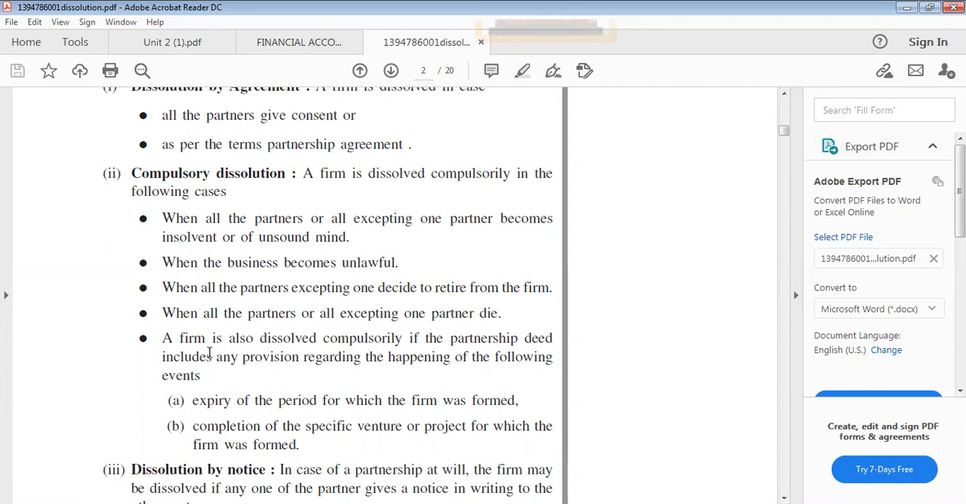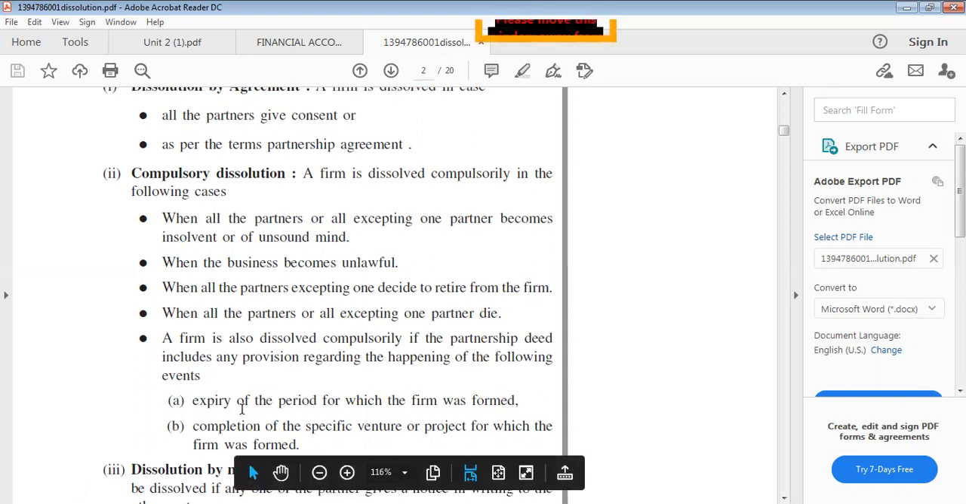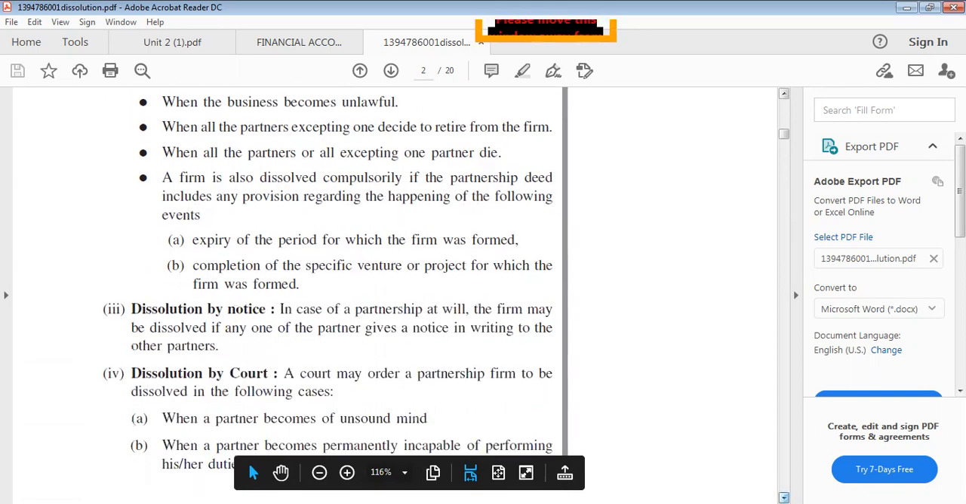when all the partners excepting one partner die. A firm is also dissolved compulsorily if the partnership deed includes any provision regarding the happening of the following events: expiry of the period for which the firm was formed, completion of specific venture or project for which the firm was formed.